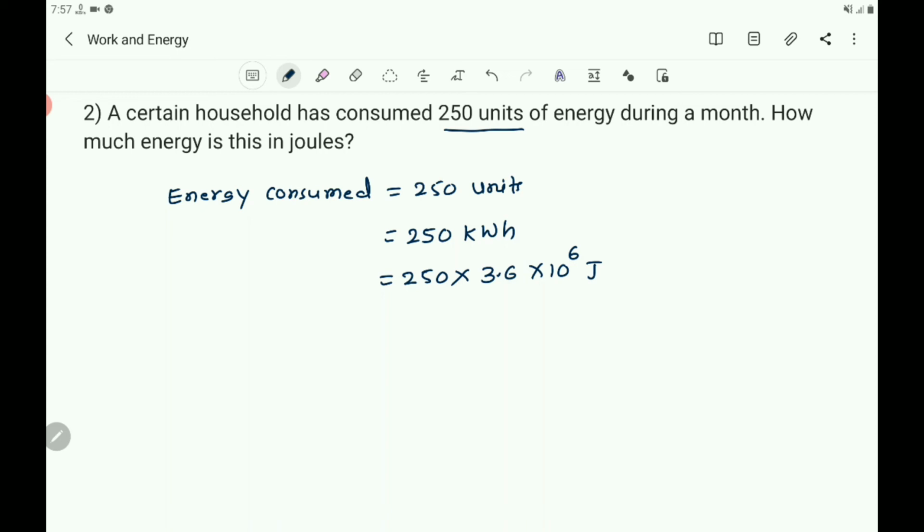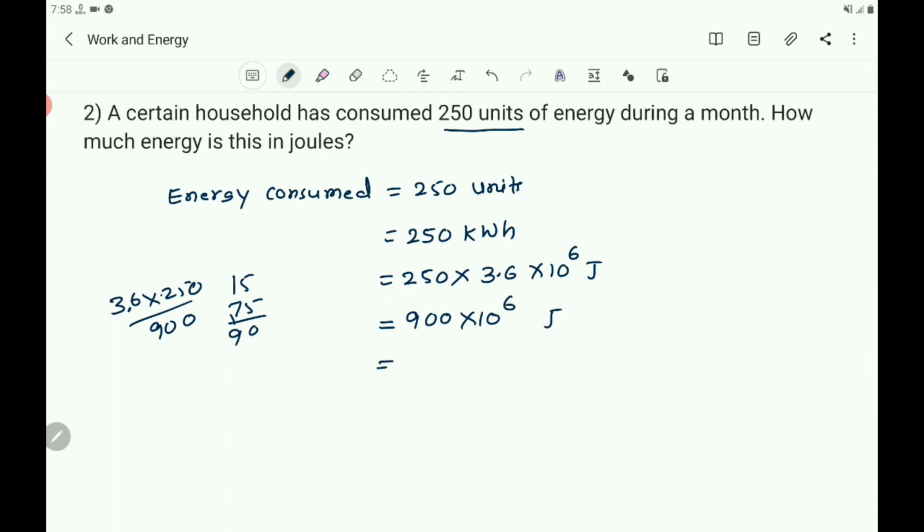Here you multiply 25 into 36, or 36 into 25. 25 6s are 150 and 25 3s are 75, so you will get 900. Here the point is there, so 90.0, and again 250 is there. So 250 into 3.6 equals 900. That gives 900 into 10 power 6 joules.